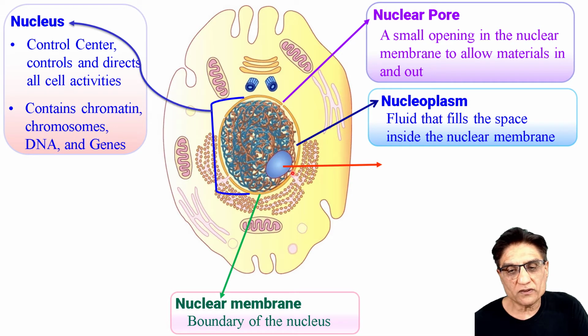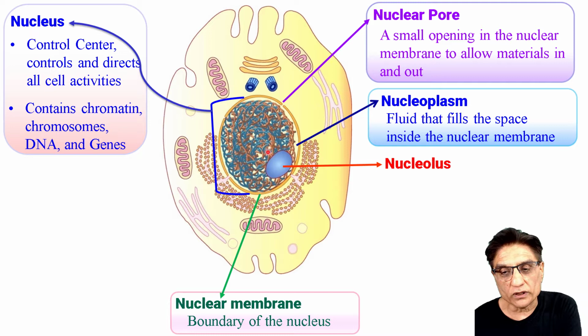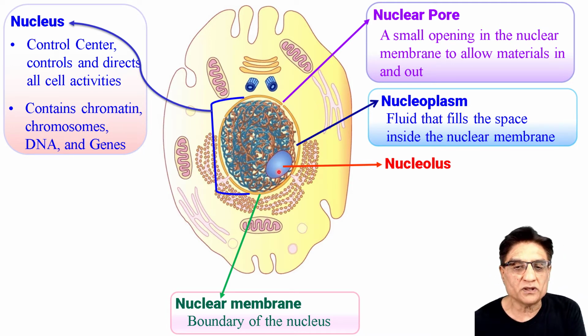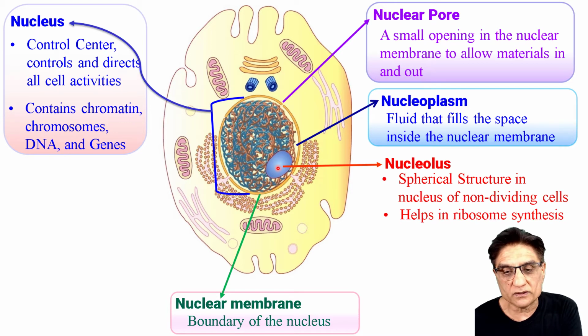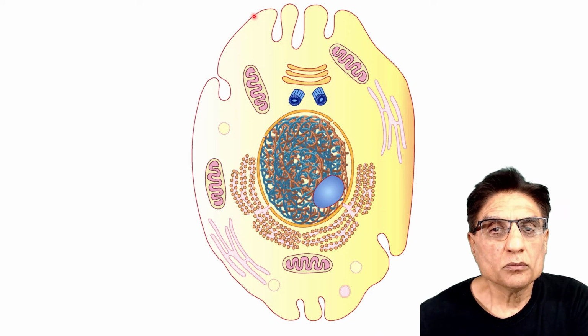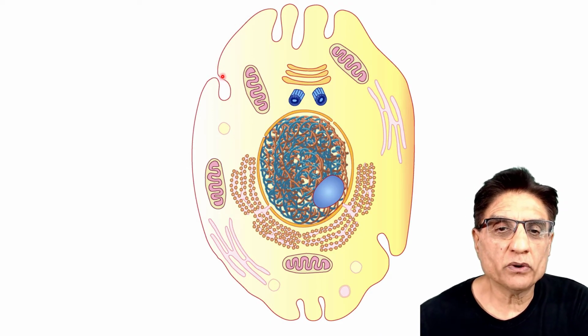The last part inside the nucleus is called the nucleolus. And this nucleolus actually makes the ribosomes in here. And those ribosomes go through the nuclear pores outside and they get attached to the endoplasmic reticulum. And that's the main function of the nucleolus, to make ribosomes.